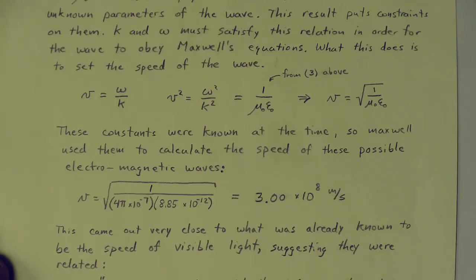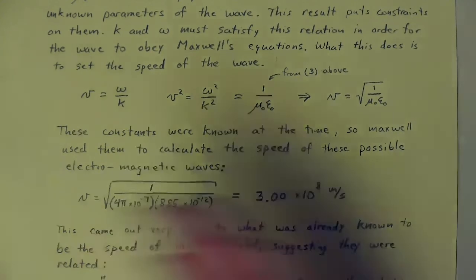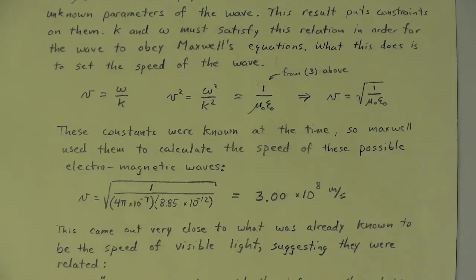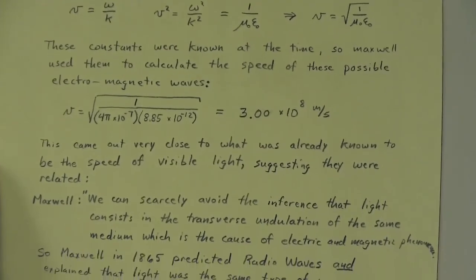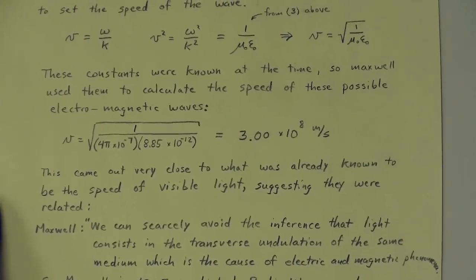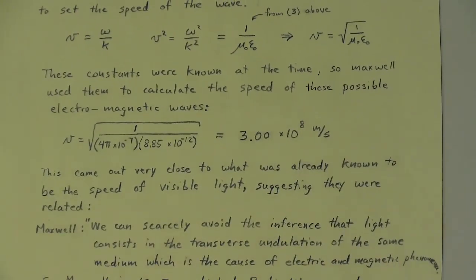And this suggests there must be some connection between these two. You look at this completely other phenomenon, electricity and magnetism, and go through and find out that you could have waves in this phenomenon. And it turns out that the waves would have exactly the same speed as the already known speed of visible light. Well, Maxwell stated it this way: we can scarcely avoid the inference that light, visible light he meant, consists in the transverse undulation of the same medium, which is the cause of electric and magnetic phenomena.